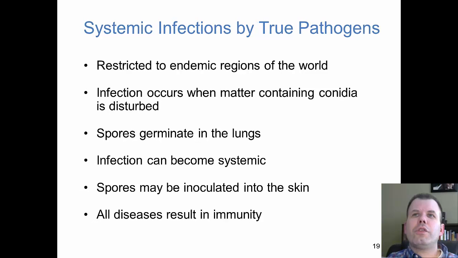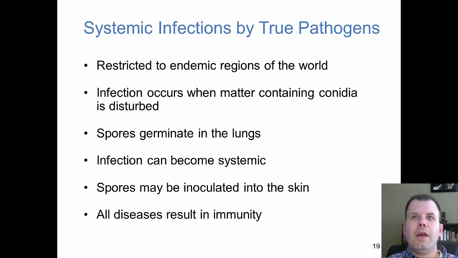Okay, so systemic infections by true pathogens, again, are restricted to the endemic regions of the world. We'll talk a little bit about the ones in the United States. Some of these other ones, if you're from other countries, you might want to look those up and take a look to see where they're located. Again, there are a couple that are found in Central and South America. There's some in Africa as well, but today I'm going to stick primarily with the ones that are associated with the United States.